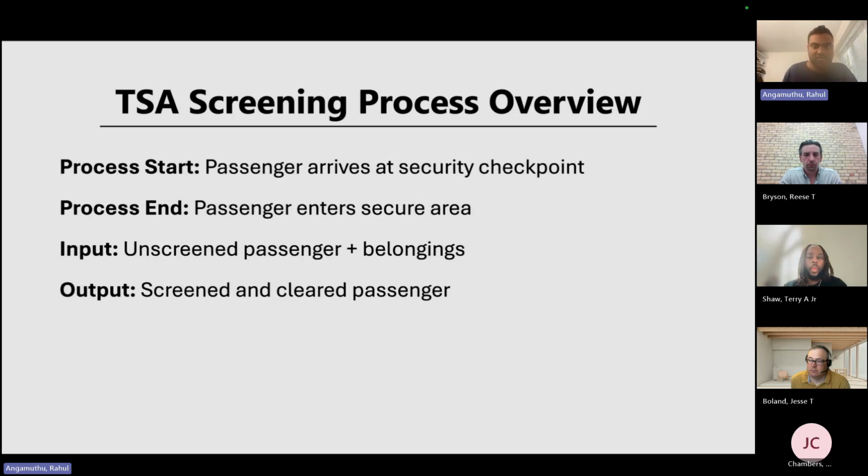And the process ends once we enter the secure area post-security, after which, of course, you would need to go through the process again should you depart. And based on the way we define this process, the input would be an unscreened passenger as well as their belongings traveling together, and the output would be the screened and cleared passenger as well as their belongings.